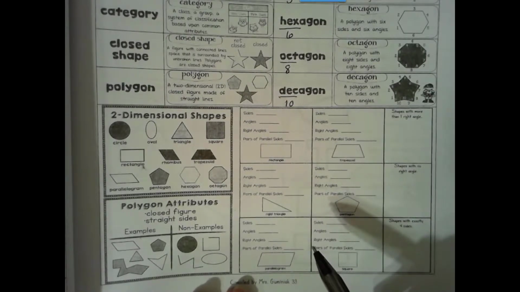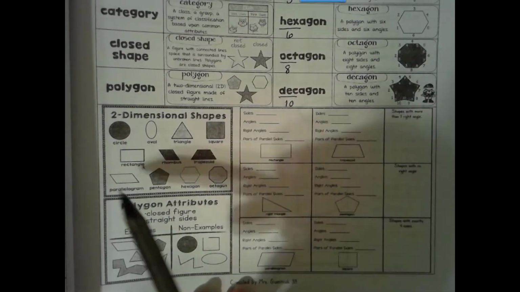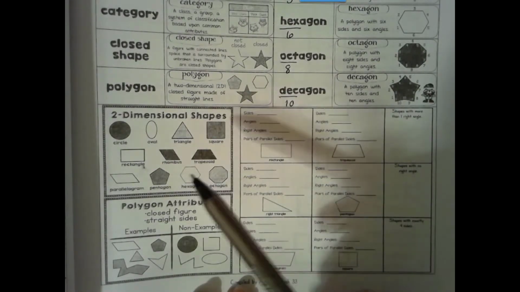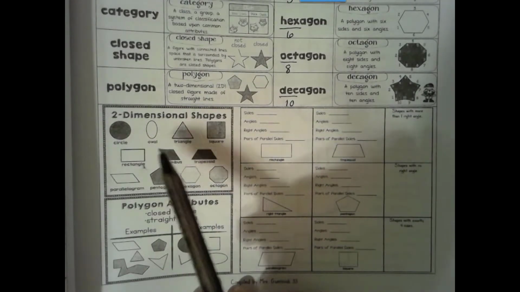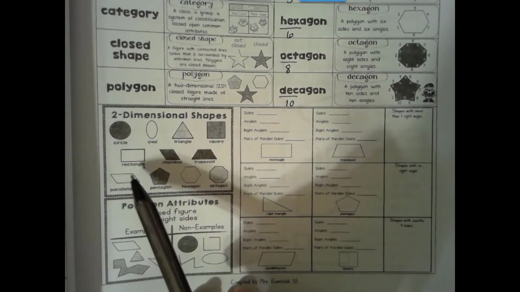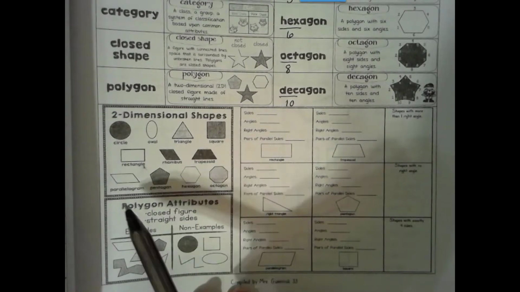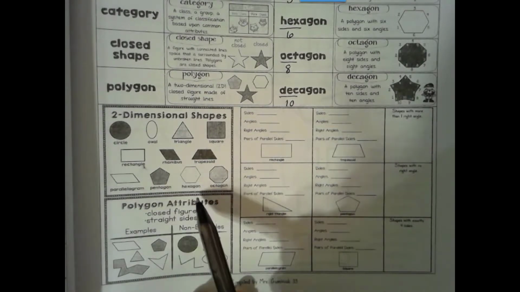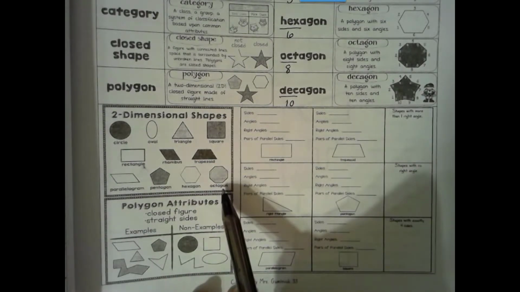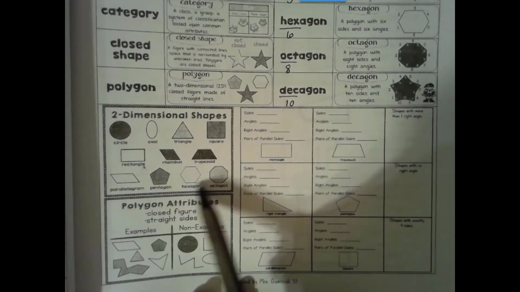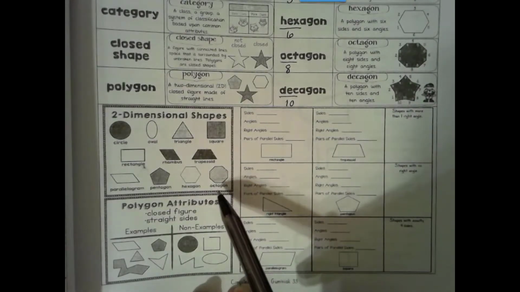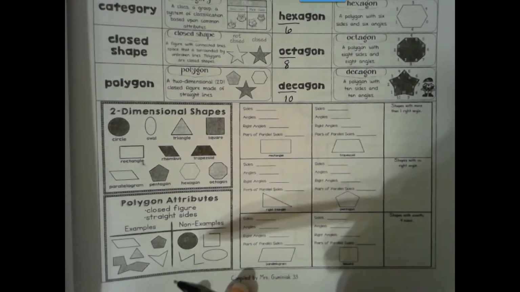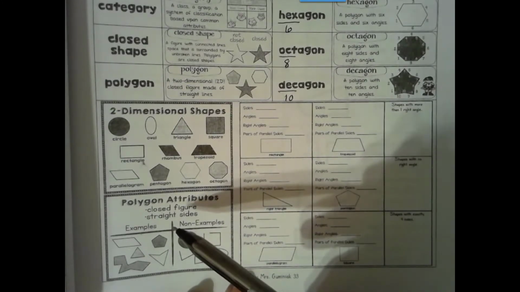Okay, so here we have different two-dimensional shapes with their names. Circle, oval, triangle, square, rectangle, rhombus, trapezoid, parallelogram, pentagon, hexagon, octagon. These are all two-dimensional plane figures, but only some of these would be considered polygons.